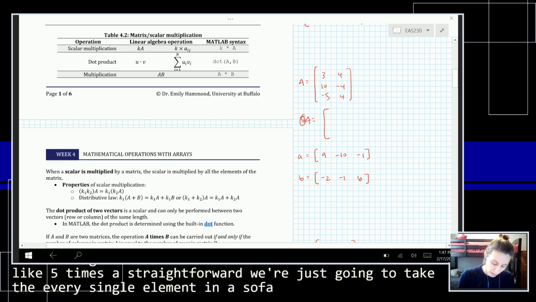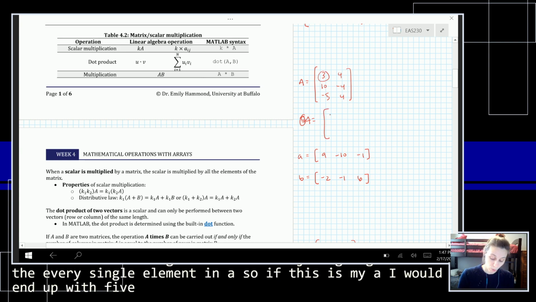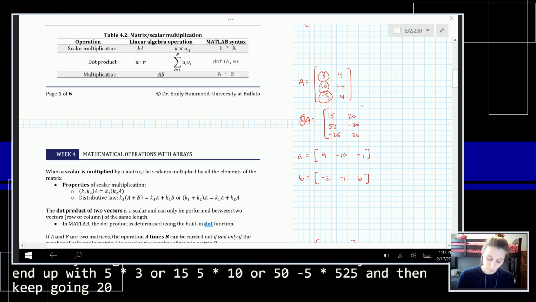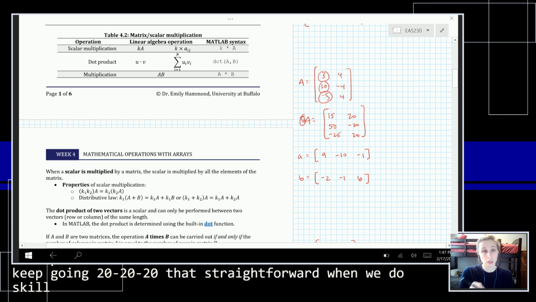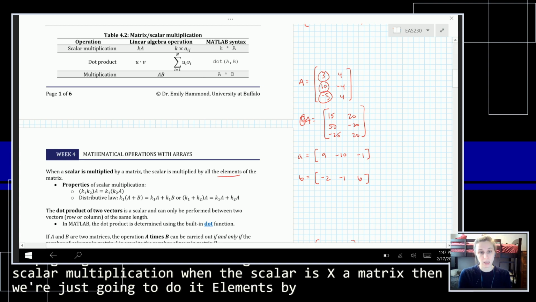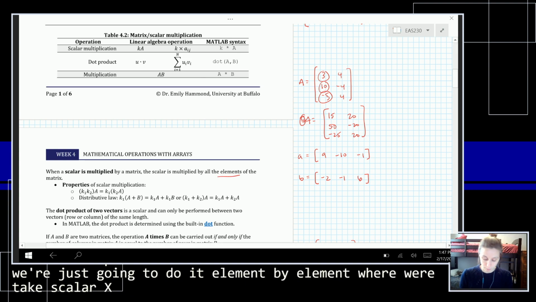So if this is my A, I would end up with 5 times 3 or 15, 5 times 10 or 50, negative 5 times 5, negative 25, and then keep going: 20, negative 20, 20. That's straightforward. When the scalar is multiplied by a matrix, we just do it element by element, where we take the scalar and multiply it by all of the elements.